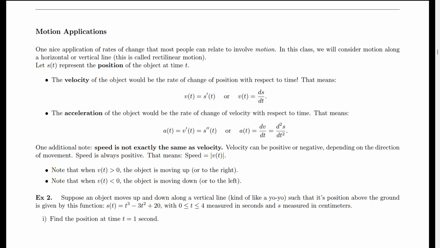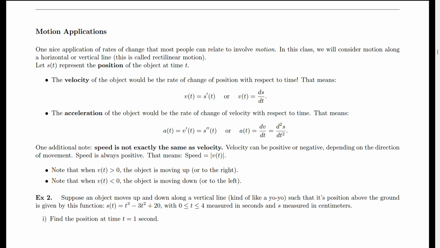So everything so far has been sort of familiar, but now we're going to start a new topic, which is the motion applications. In this particular section, and in this course, we're going to talk about motion, but we will only consider motion along a horizontal or vertical line. This is known as rectilinear motion.